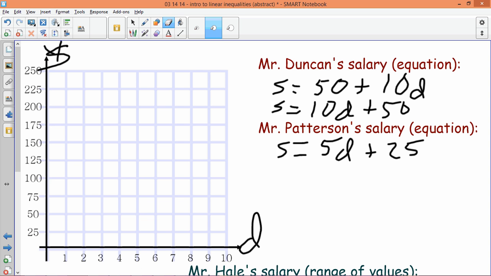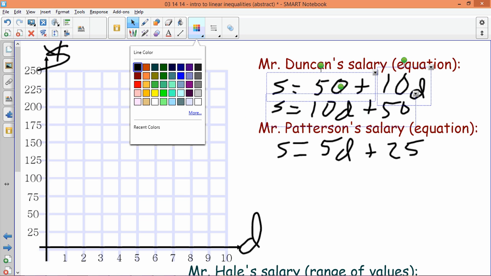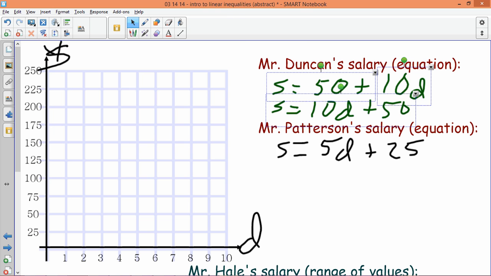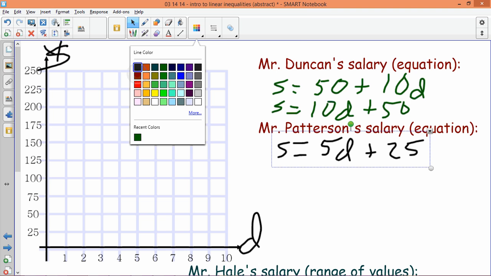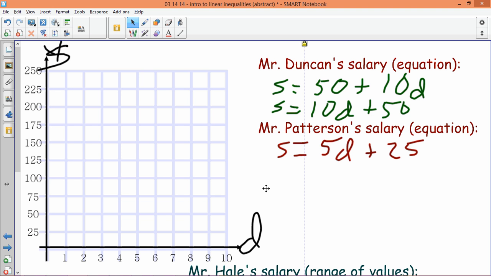All right, so now let's see what we have. We're going to graph the first one, Mr. Duncan's salary. Let's call that green. And let's do Mr. Patterson's salary in red so we can color code these things. Okay, Mr. Duncan's salary, we're going to graph. It is 50 is my y-intercept. So I start on the y-axis or the s-axis and graph 50. I make that even though there are no days that I've worked.